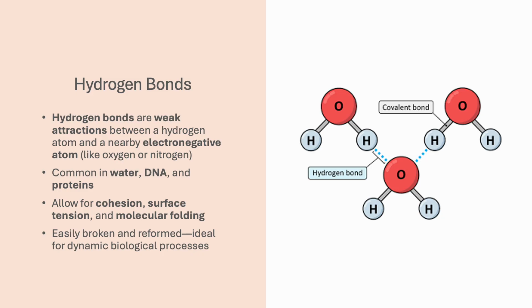In DNA, hydrogen bonds hold the two strands together between base pairs. In proteins, they help maintain the molecule's 3D shape. Because they are easily broken and reformed, hydrogen bonds are perfect for dynamic processes like enzyme activity, cell signaling, and temperature regulation. Though weak alone, their collective strength has powerful effects on biological systems.